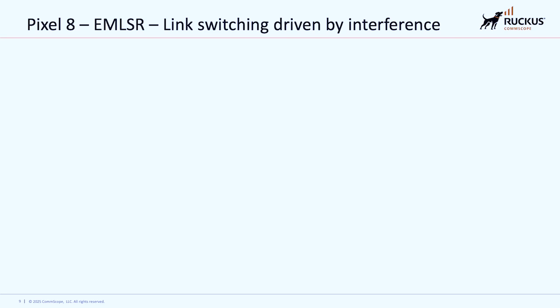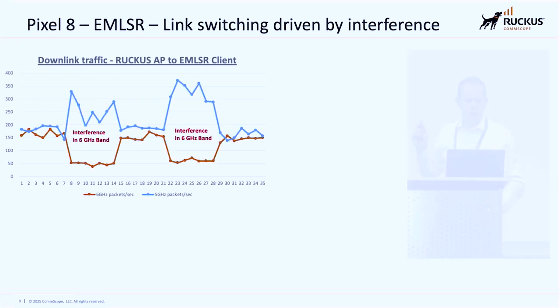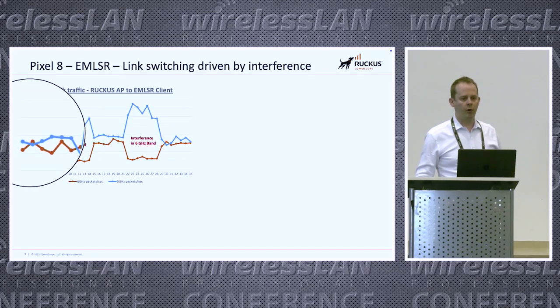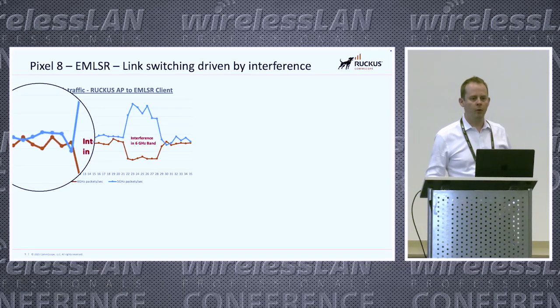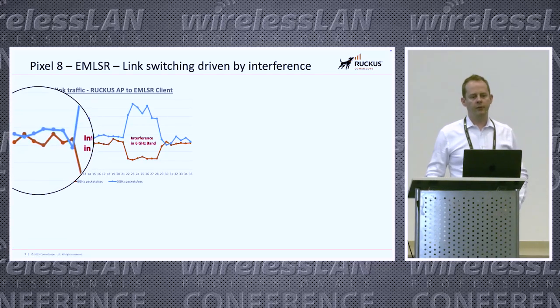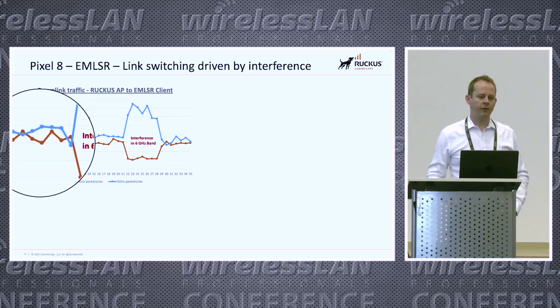Well, here is a quick test that was done with the Pixel 8, just to let you know. Basically, what was done is that we have packets coming from a system that's going to measure latencies. In blue, you have the 5 gigs. In orange, you have the 6 gigs.